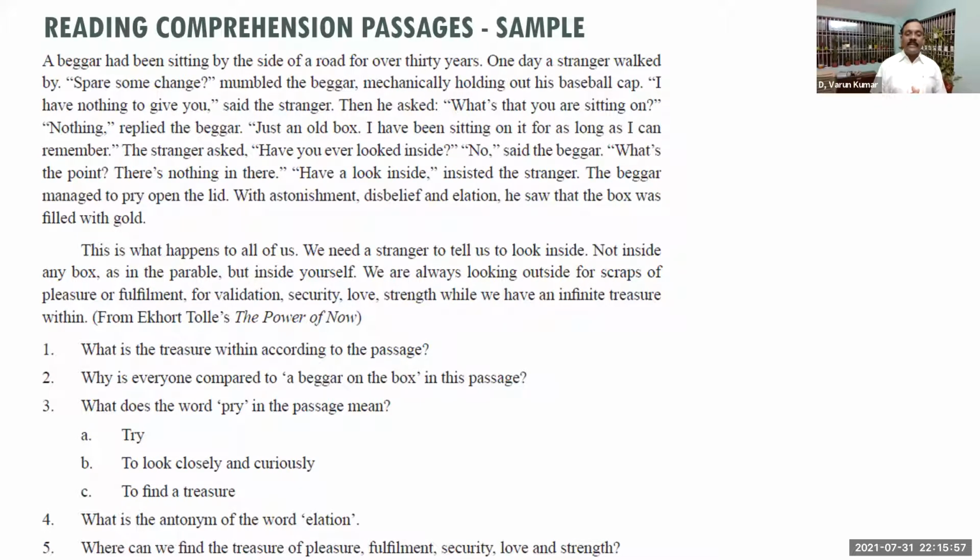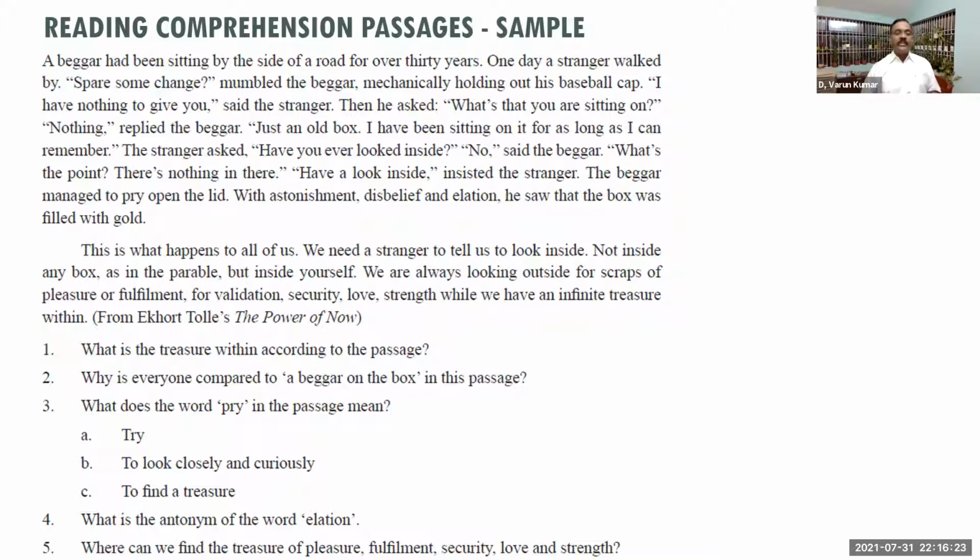So why is everyone compared to a beggar on the box in this passage? Because people do not go into their own inside and, just like a beggar, sit on the treasure and beg. So this is the answer for this question. What does the word pry in the passage mean? First, we should know where the word is. So look at the first paragraph.